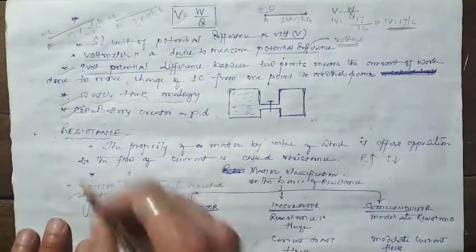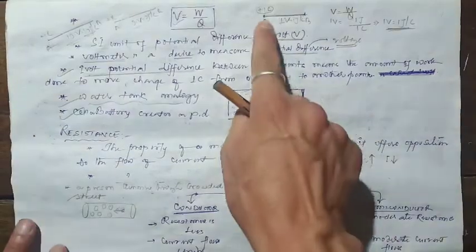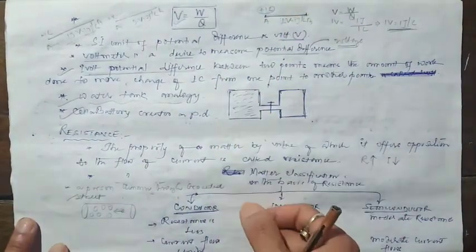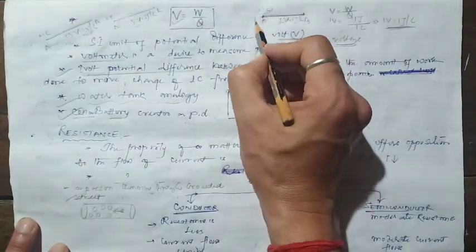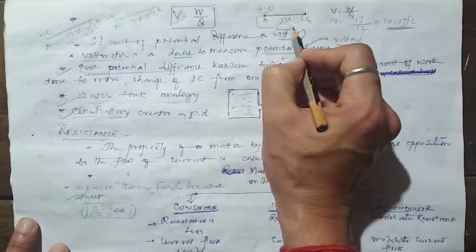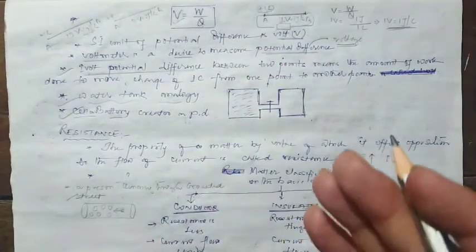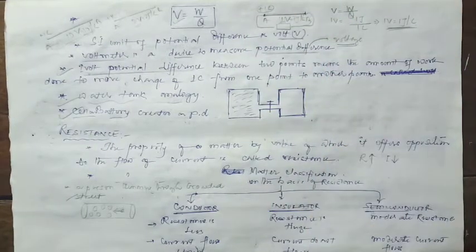About the cell and battery, I already mentioned: if you want to maintain the potential difference across the ends of the conductor, you need a device that will help you maintain it, and that device is the cell or the battery. If you connect the cell or the battery across the ends of this conductor, that battery will maintain the potential difference for you and make the current flow. So students, I hope you understood what is potential difference and what is its importance.